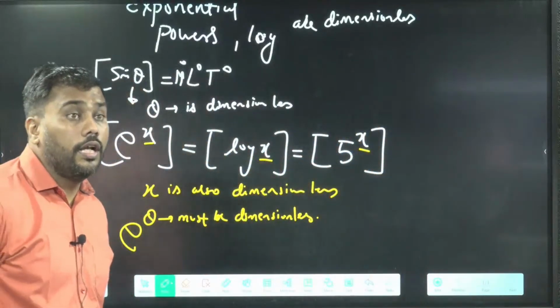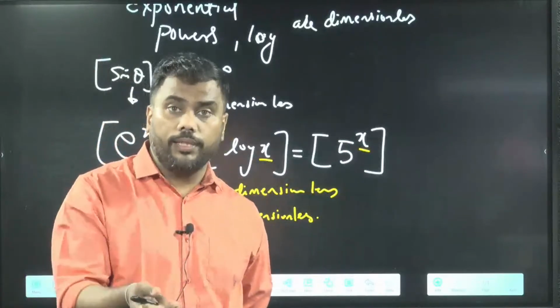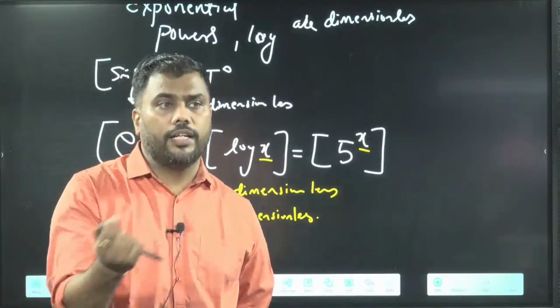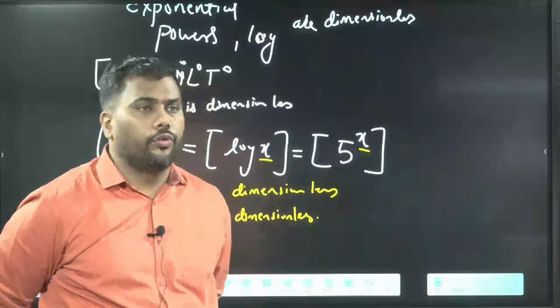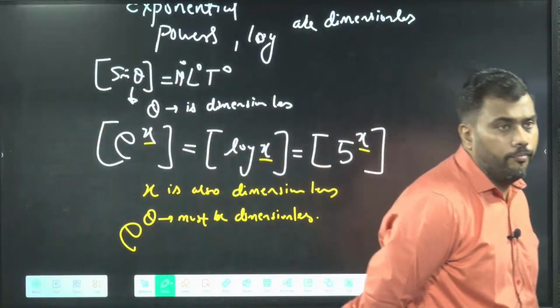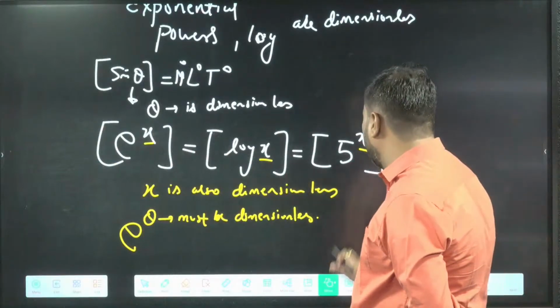Naga has given me a good example. Relative permittivity, relative permeability, these are also dimensionless. They are ratios, so they are also dimensionless. Very good, Naga. All the powers are dimensionless.